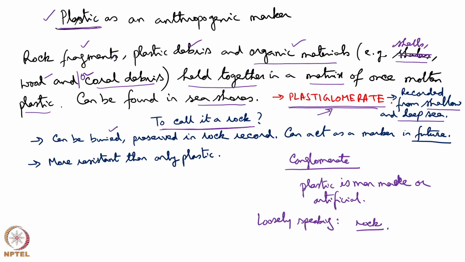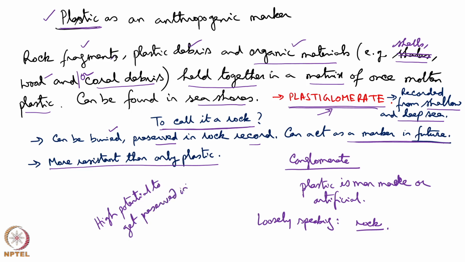Plastiglomerate can be buried, can be preserved in the rock record. So, in future, not at present, maybe after thousands of years, we call it typically as a marker. Note that plastiglomerate is more resistant than pure plastic or only plastic. So, its chance of preservation in the rock record is high. High potential to get preserved in rock record.